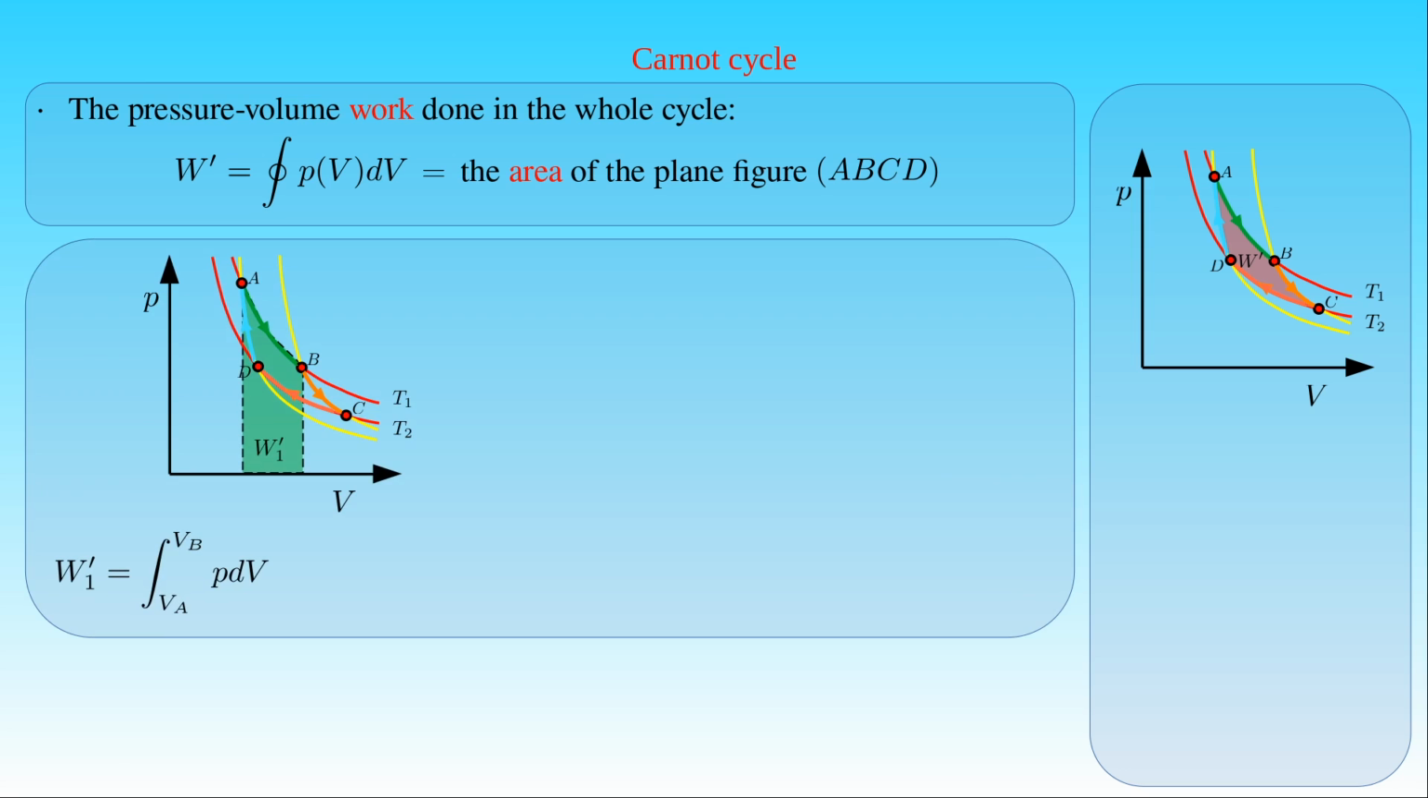In the first process represented by the curve connecting the points A and B in the pressure-volume diagram, the work W'1 done by the system is equal to the integral of the pressure P with respect to the volume V from the initial volume VA of the system to its final volume VB. This integral is equal to the green area of the plane figure under the curve connecting the points A and B.